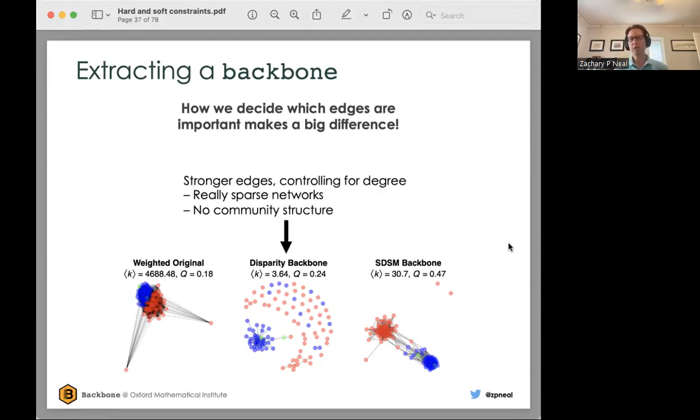So another possibility is we could claim that stronger edges are more important edges, but we need to control for node degree. So here we can do something like extract the backbone using the disparity filter. Certainly the disparity filter works well for many weighted networks. The problem is when we apply it to bipartite projections, we wind up typically with very sparse networks, and we don't see much of a community structure. So certainly we've got a cluster of the blue Democrat nodes, and we've got a cluster of the red Republican nodes, but the network is so sparse that we're not really capturing the polarization that we know exists in the US Senate at this time.